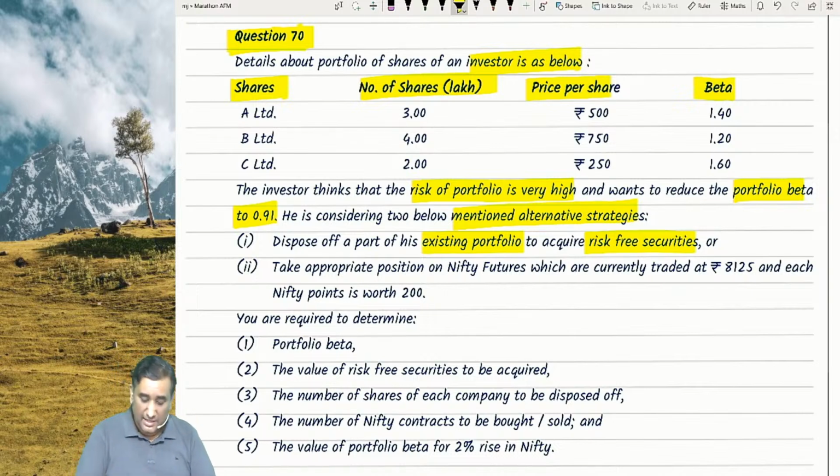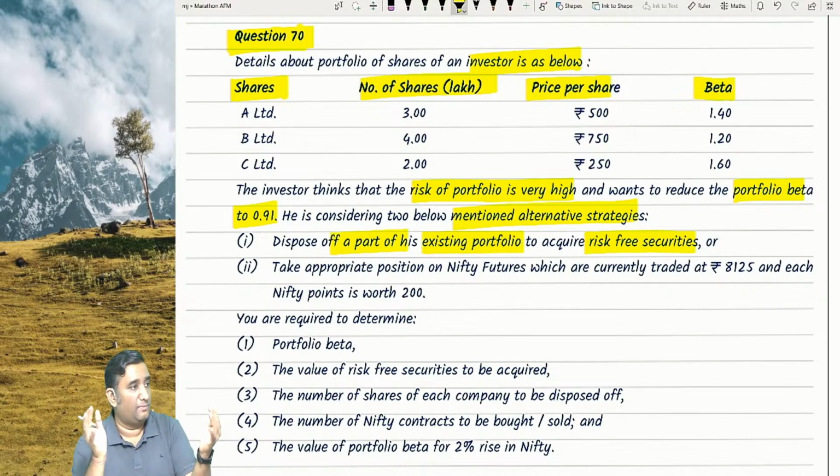Be careful in the language. He wants to dispose of a part of his portfolio. That means whatever amount he gets, out of that amount some part he will sell and bring in risk free. The total amount will remain the same. And there is another question which comes in the exam from the portfolio only: I have an existing portfolio, maybe 12, 13 lakh rupees, and he wants to add further, that is an increase in the portfolio value. This is not the increase in the portfolio value.